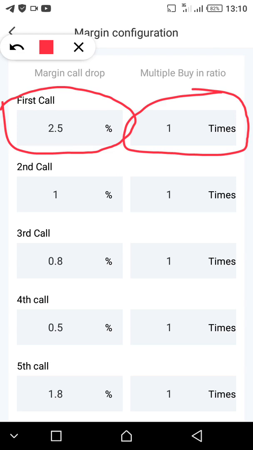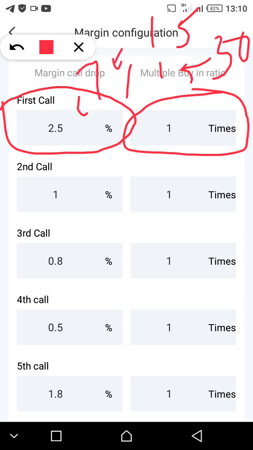If it goes down, your first buy is 15. If it goes down by 2.5%, which is this, you should buy another 15, making your total money 30. If the market drops more, by 1 more percent, you should buy another 15 again, making it 45. You're having 45, right?